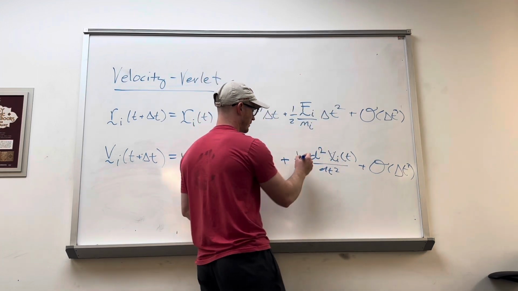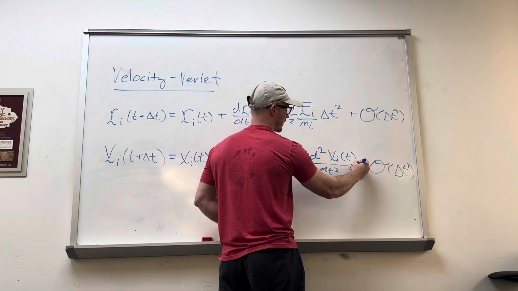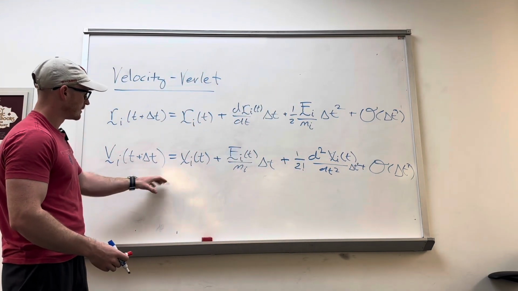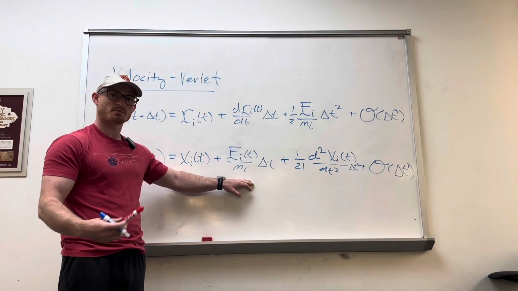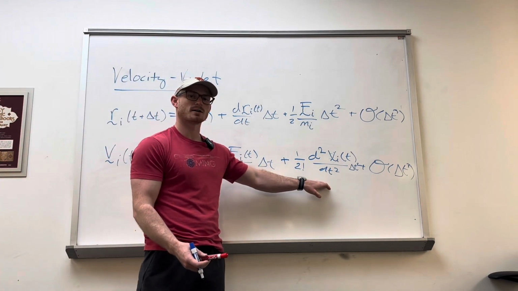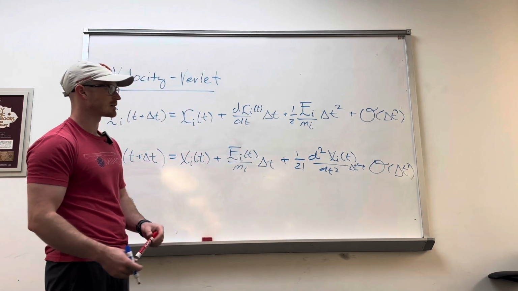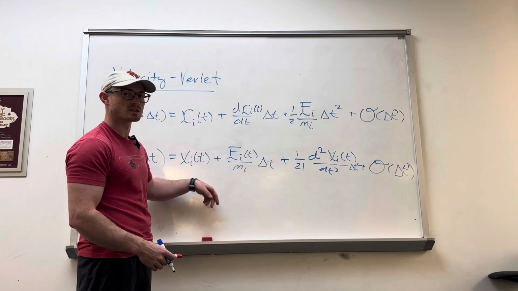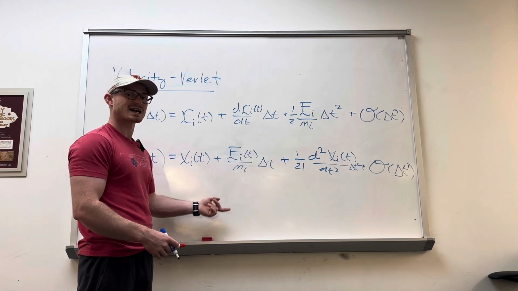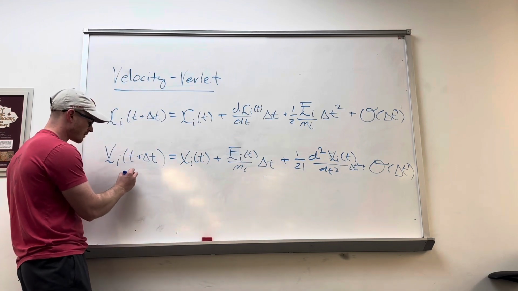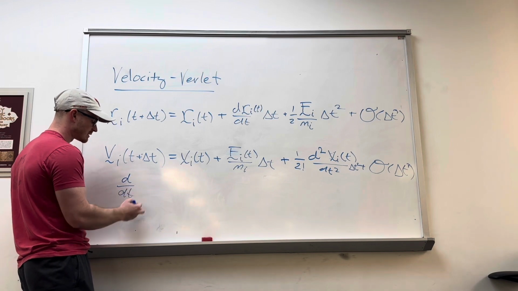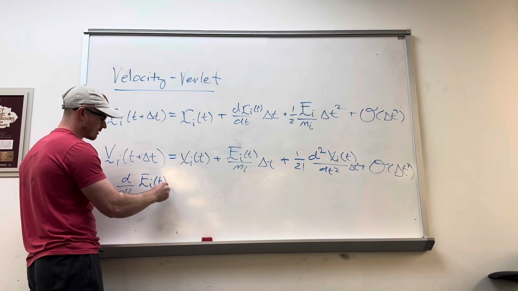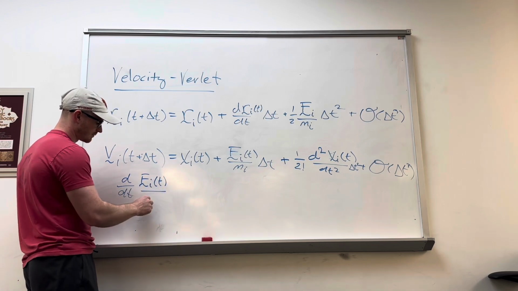What am I missing? There should be a delta t squared here. Well, we've already written these terms in terms of variables that we know, but what about this term, the second derivative of the velocity with respect to time? Well, the first derivative of the velocity with respect to time was the acceleration. So the second derivative is actually the time derivative of the acceleration, which was Fi over Mi.